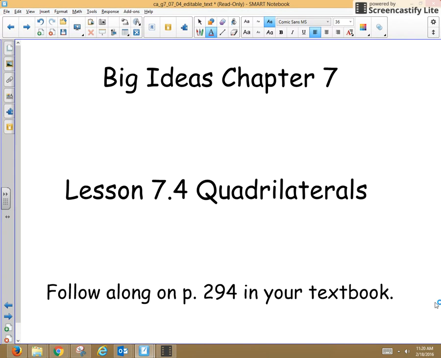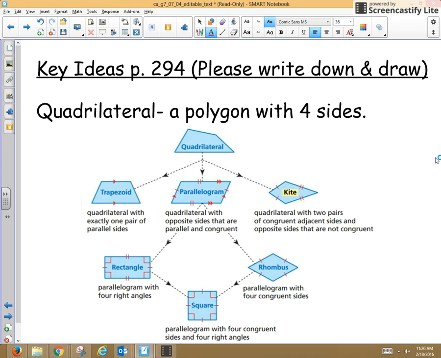Please follow along with me on page 294 in your textbook. Our key idea for today can be found on page 294. I would like you to write down the key idea and also draw this diagram. A quadrilateral is a polygon that has four sides. So remember, a polygon is any shape that is a closed figure.